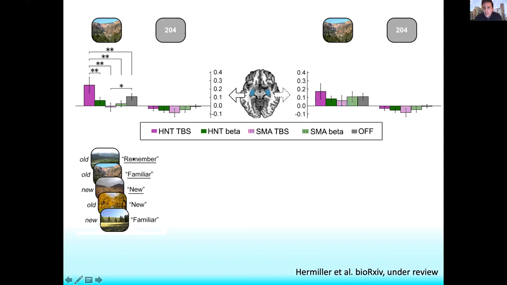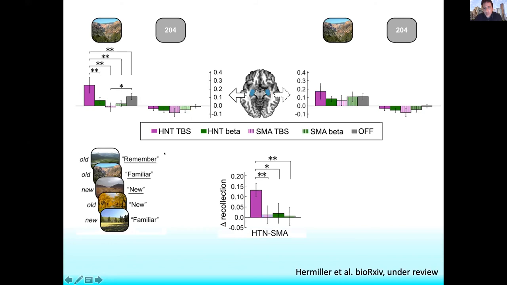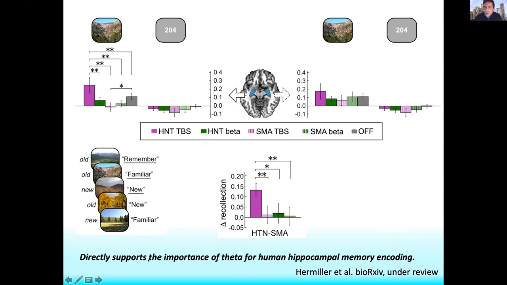We also looked at memory ability for these scenes that they studied in a subsequent memory task, focusing on the recollection responses that reflect hippocampal-dependent episodic memory and corresponding to the effects on hippocampal activity. The theta burst condition targeting the hippocampal network was the only condition to improve recollection memory of the scenes that they studied while they were there. And so this evidence directly supports the importance of the theta rhythm for human hippocampal memory encoding, and suggests that theta, relative to the control stimulation conditions, is preferential in its ability to have an immediate and indirect impact on a downstream target, the hippocampus.